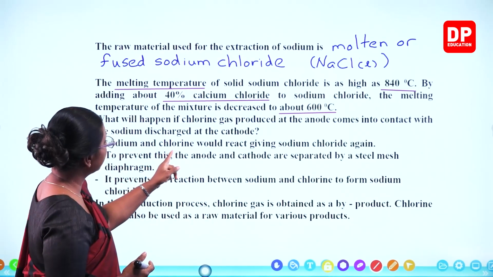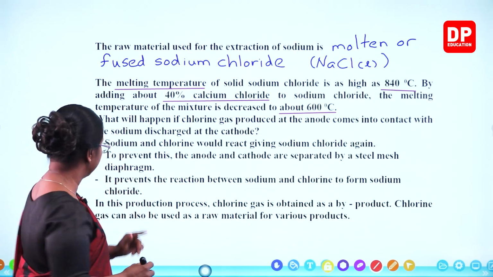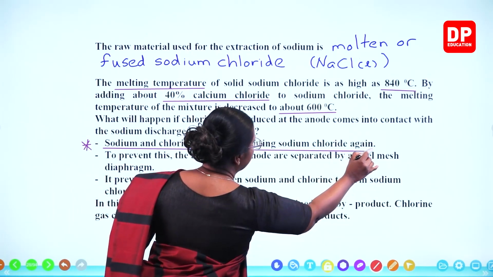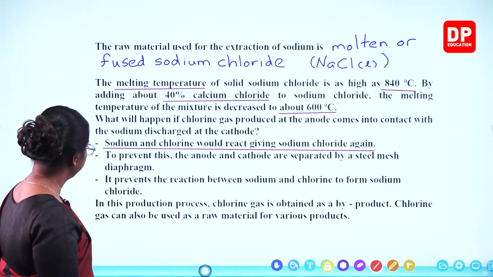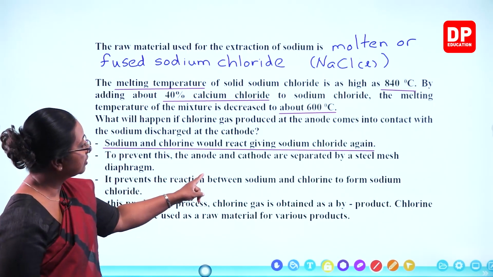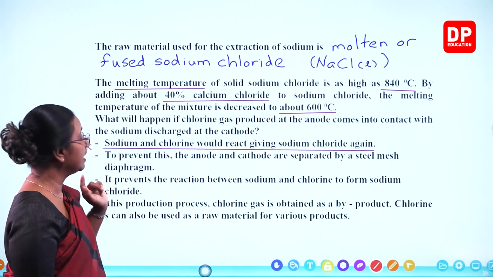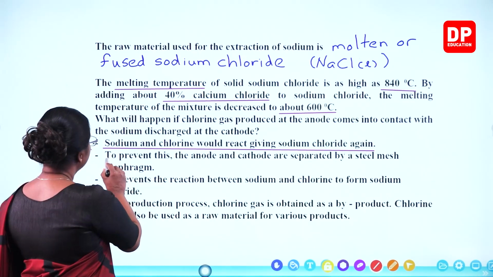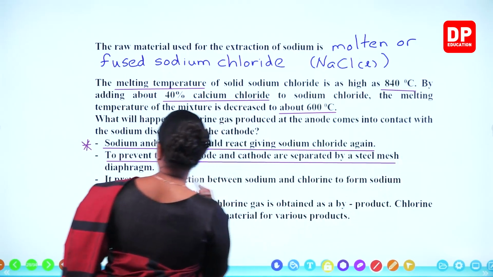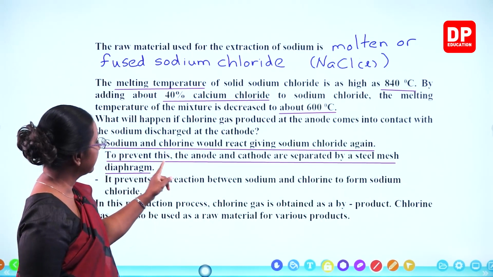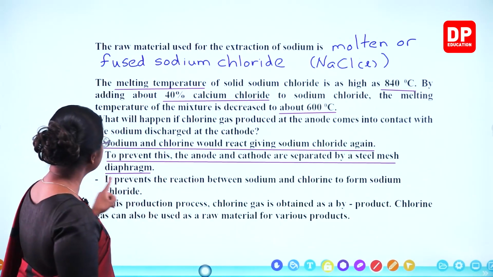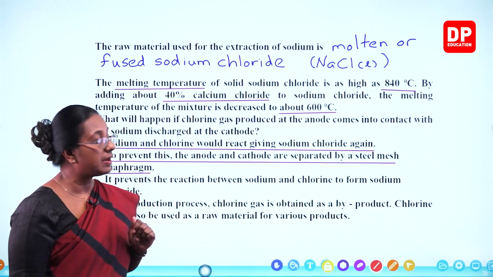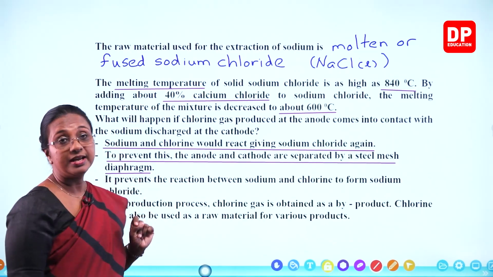So sodium and chlorine would react, giving sodium chloride again. This is something you need to remember. Sodium and chlorine would react again and give sodium chloride. To prevent this, the anode and cathode are separated by a steel mesh diaphragm, a perforated steel diaphragm. So this is also something you need to remember, students. It prevents the reaction between sodium and chlorine to form sodium chloride again.